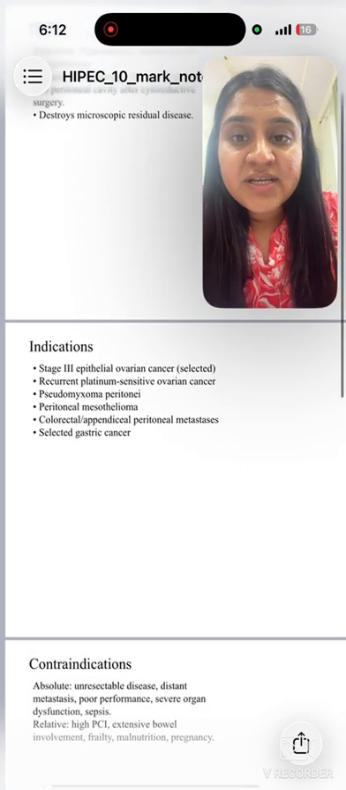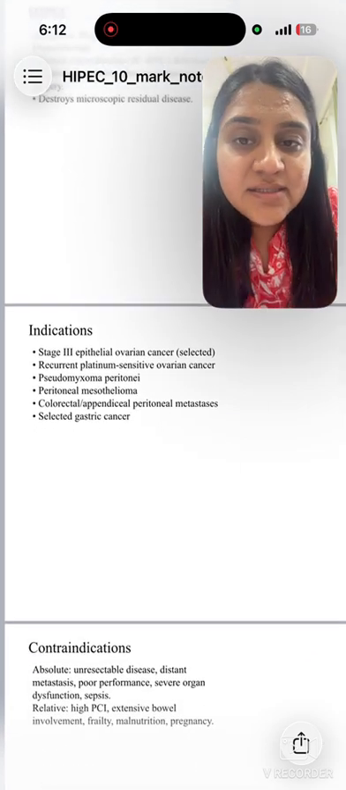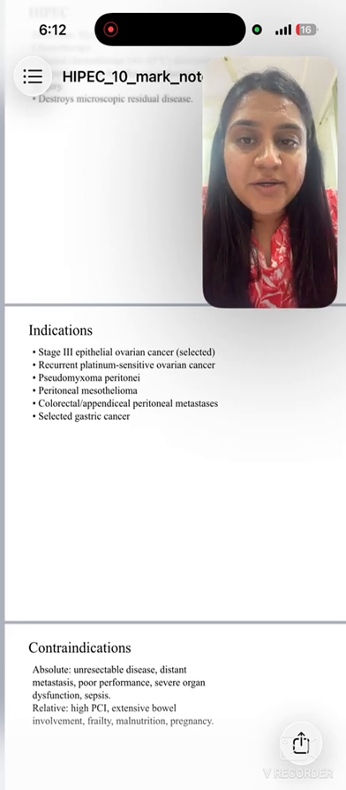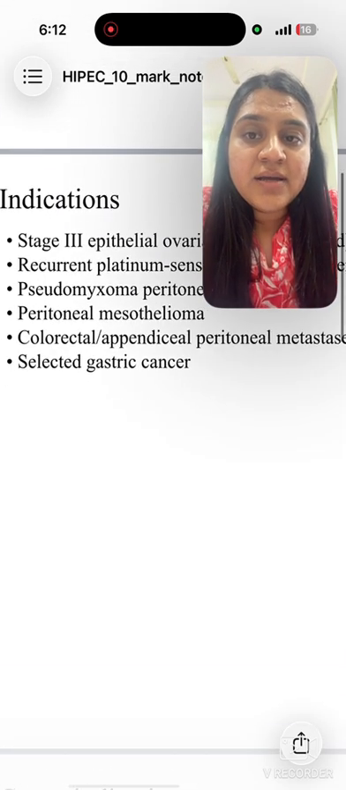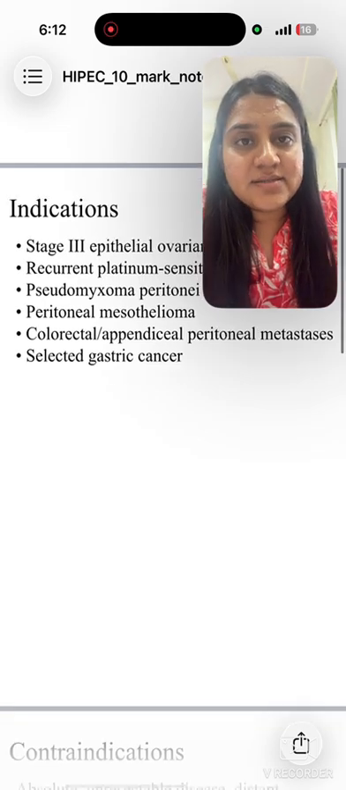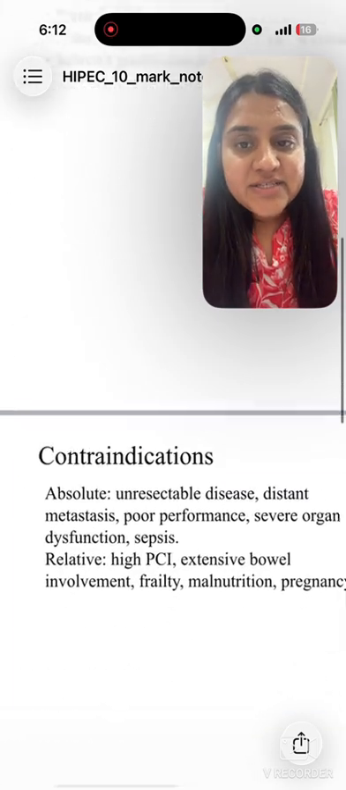Its indications: stage 3 epithelial ovarian cancer, recurrent platinum sensitive ovarian cancer, pseudomyxoma peritonei, peritoneal mesothelioma, colorectal and appendiceal peritoneal metastasis, selected gastric cancers. What are its contraindications?